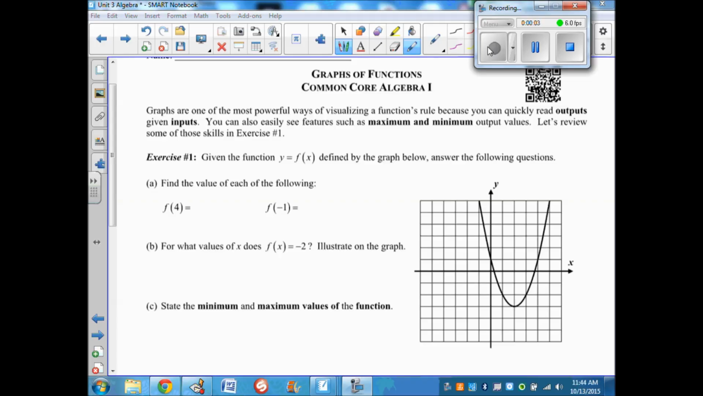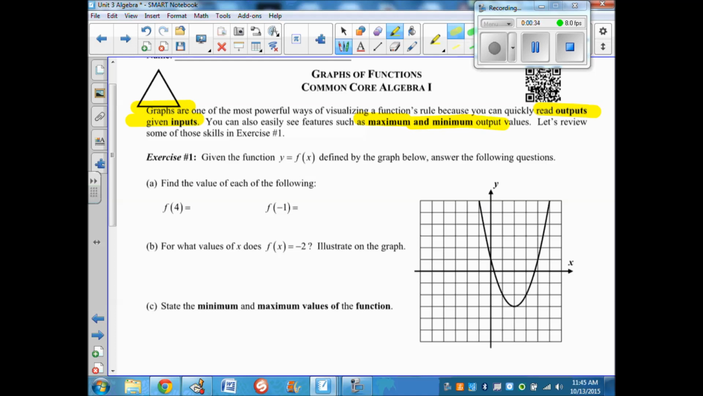Graphs of functions. Graphs are one of the most powerful ways of visualizing a function's rule because you can quickly see the inputs and the outputs. I do love graphs, because it gives you that visual to see your inputs and outputs. You can also easily see features such as a maximum or a minimum, meaning a high point or a low point of your output values.